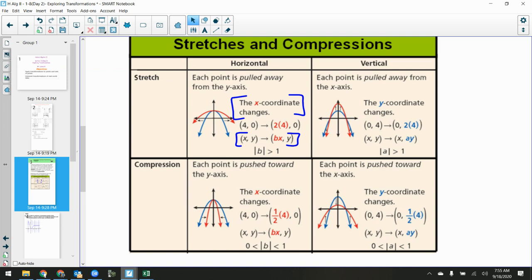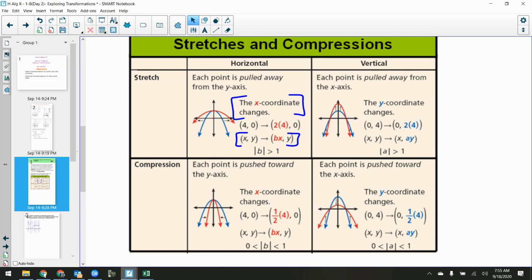X comma y is going to map to bx comma y. Notice that in a horizontal stretch or compression, the y value stays the same. In a vertical stretch or compression, the x value stays the same. So make sure you pay attention to what you're multiplying. And again, this is multiplying. I'm multiplying by some sort of scale factor to make it stretch or compress.